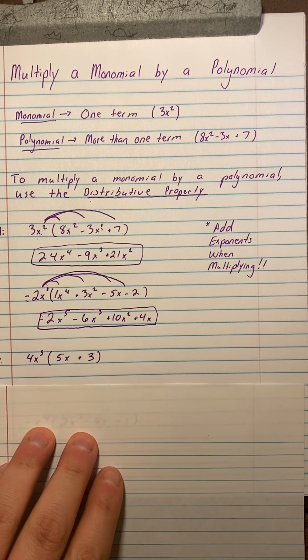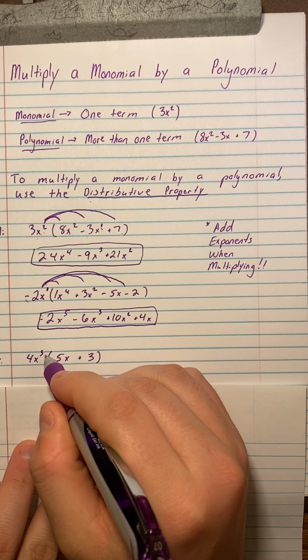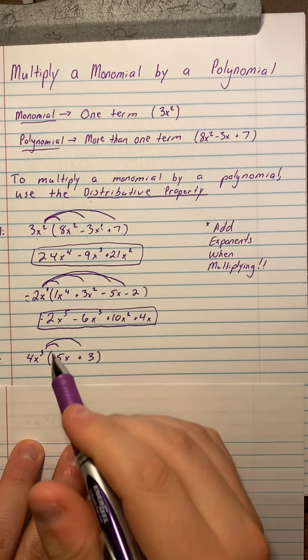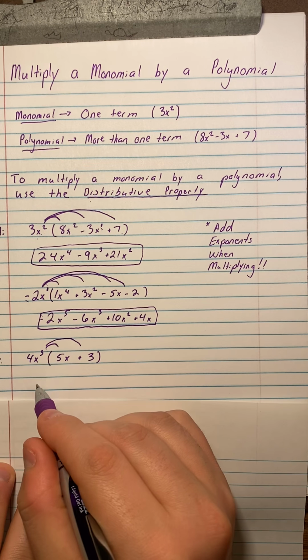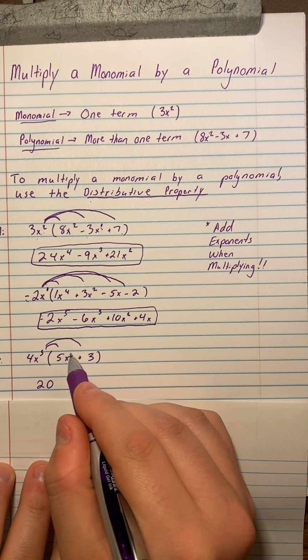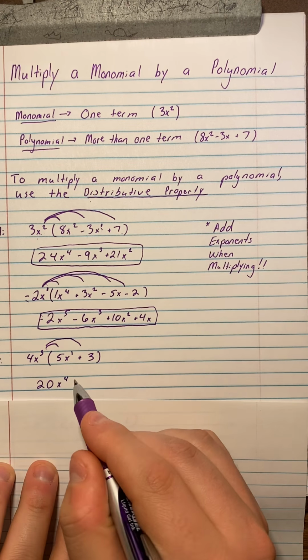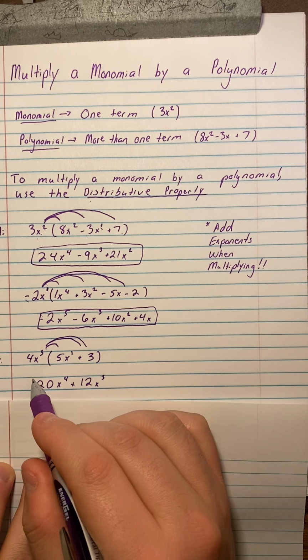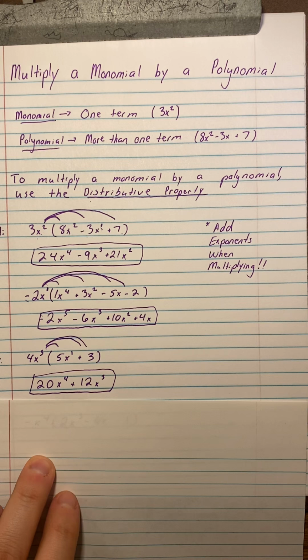All right, so you paused the video, you tried the problem, let's see how you did. We're going to take 4x to the 3rd and distribute it to 5x and to 3. So 4x to the 3rd times 5x, I'm going to multiply my coefficients. 4 times 5 is 20. X to the 3rd times x to the 1st will be x to the 4th. And then 4x to the 3rd times 3. 4 times 3 is 12. And there wasn't an x here, so that's just going to stay x to the 3rd. So we end up with 20x to the 4th plus 12x to the 3rd. Hopefully you got that right.